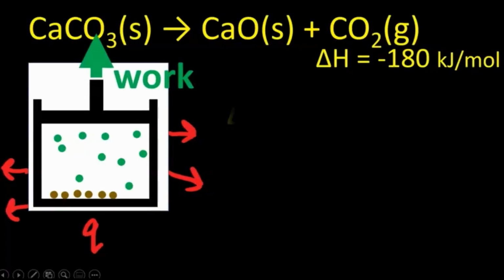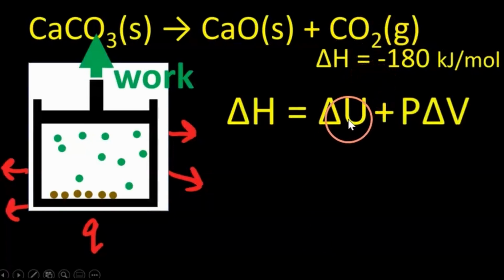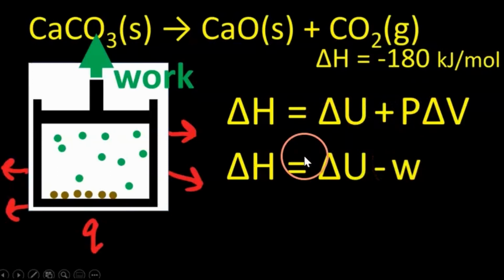Well, the change in enthalpy is equal to the change in internal energy plus the pressure times the change in volume. Now, this is true for a constant pressure process, which is good here because we're assuming that the atmospheric pressure is not changing over the course of the reaction. So this is also the change in enthalpy is equal to the change in internal energy minus the work. And this is true because work equals negative P delta V for constant pressure process, and we're assuming no other work, no electrical or any types of work.